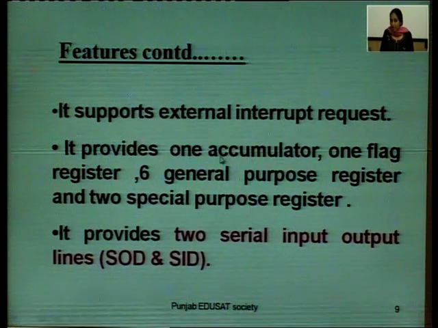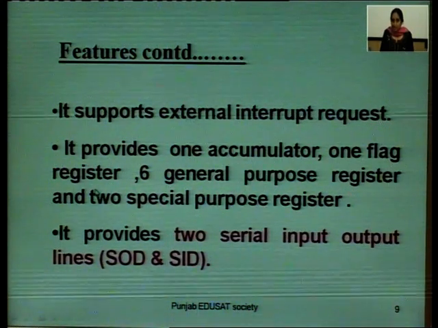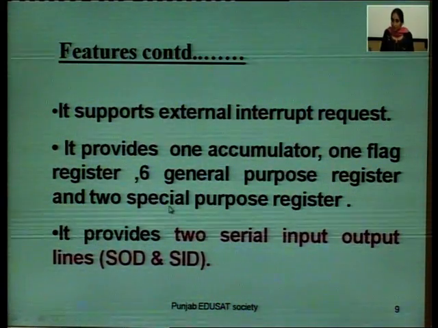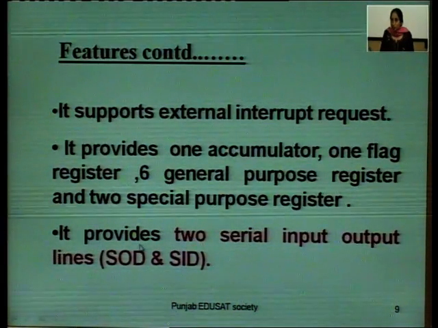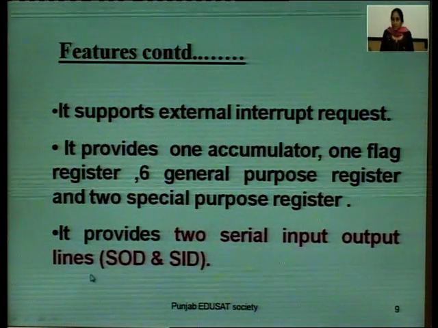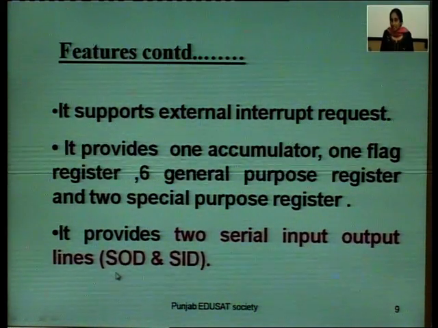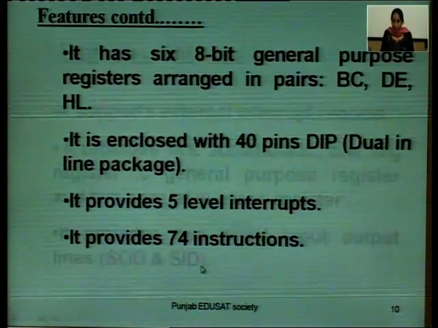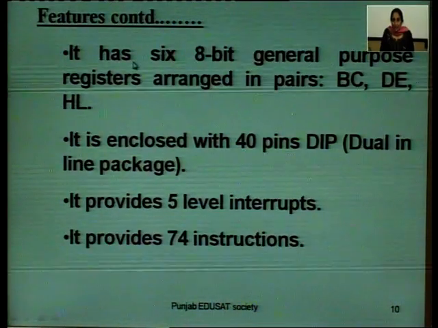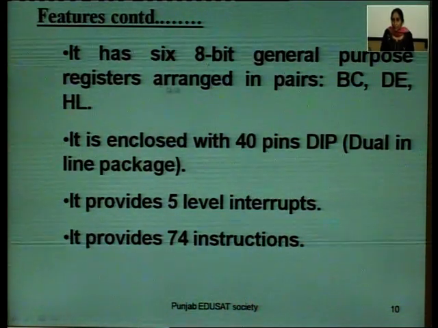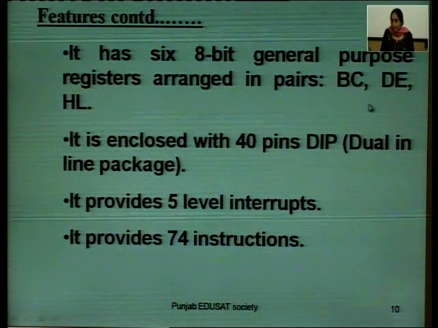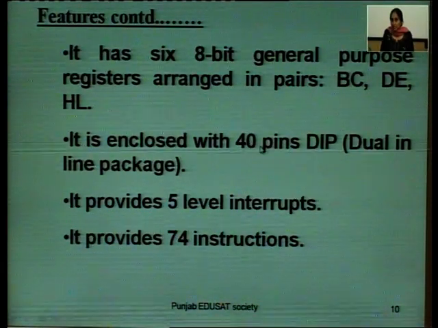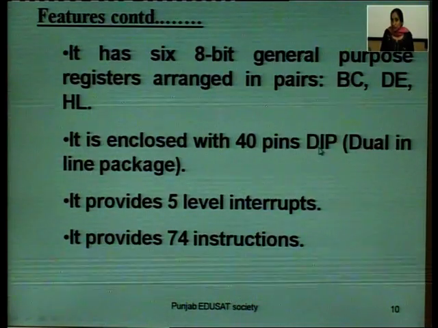It provides 1 accumulator, 1 flag register, 6 general purpose registers and 2 special purpose registers. It provides 2 serial input output lines for serial data communication, that is SOD, serial output data, and SID, that is serial input data. It has 6 8-bit general purpose registers arranged in pairs BC, DE, HL. It is enclosed with 40 pins DIP, that is dual inline package.